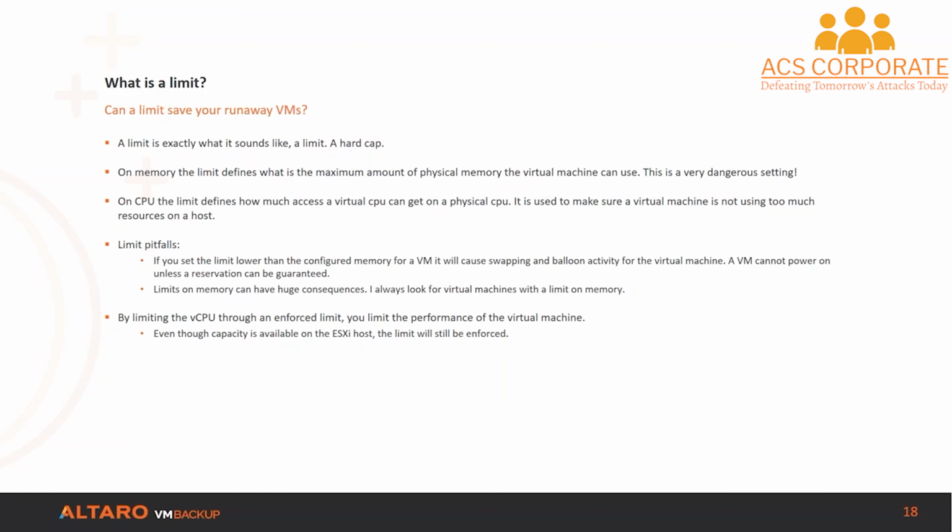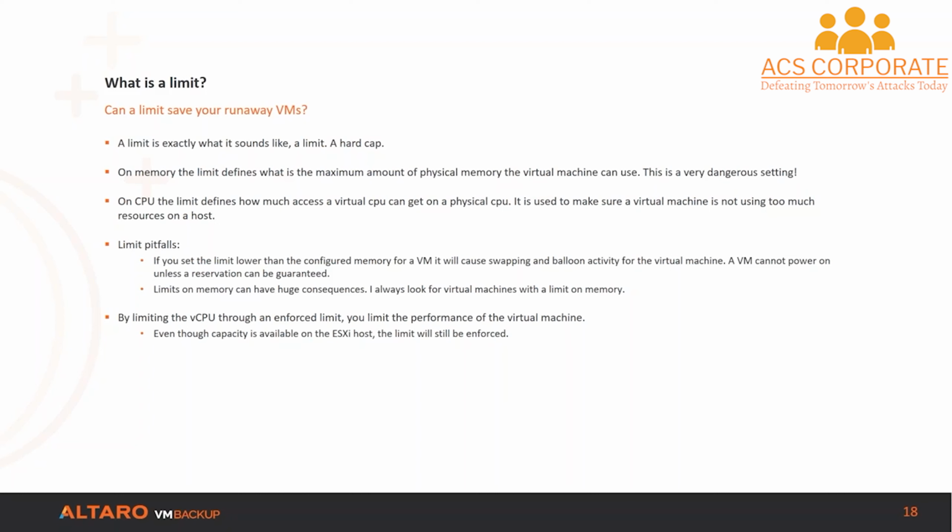A VM cannot power on unless a reservation can be guaranteed. So if you say, I want this VM to have X amount of gigahertz, and that can't be promised, then it doesn't power on. Limits on memory can have huge consequences. So if I'm troubleshooting, I will look to see if I have individual VMs that have limits. In terms of CPU, if you enforce a limit, you are limiting the performance of the VM. You might have capacity, but you're limiting the performance. That might be your goal in the test environment. That's a possibility, but you just have to be careful.